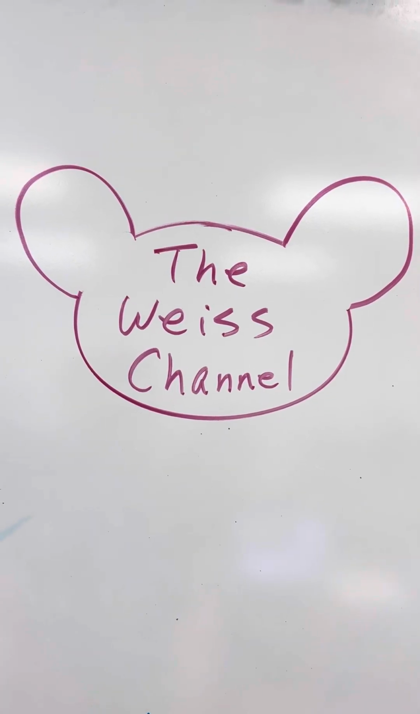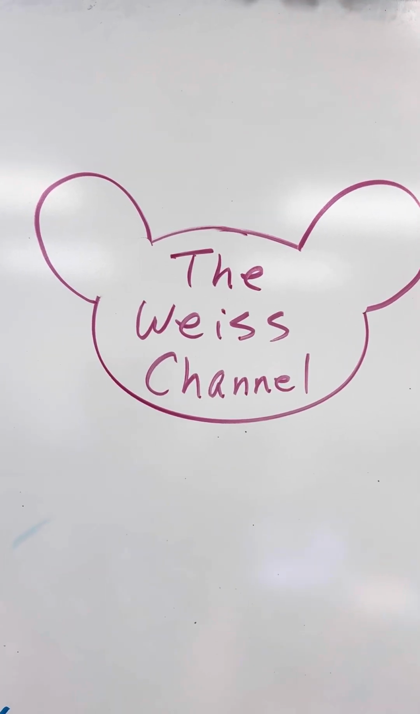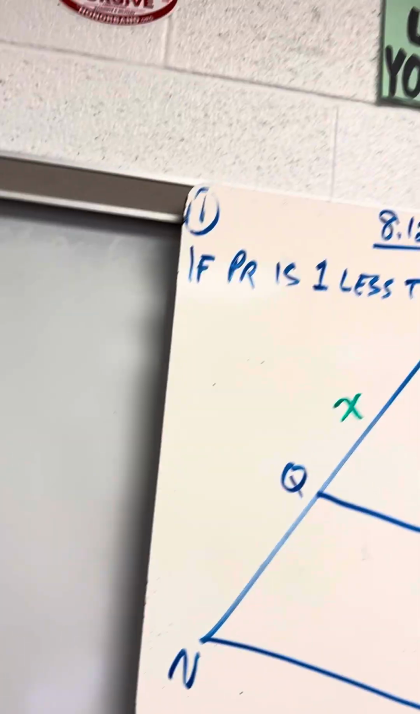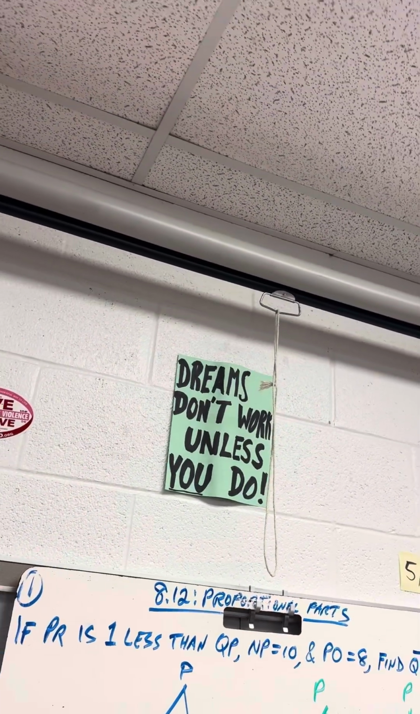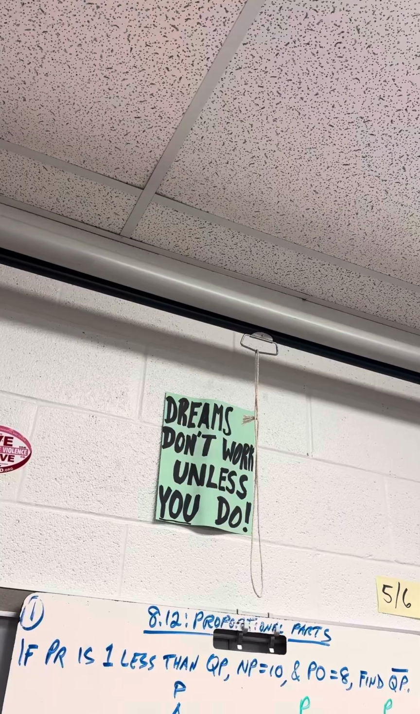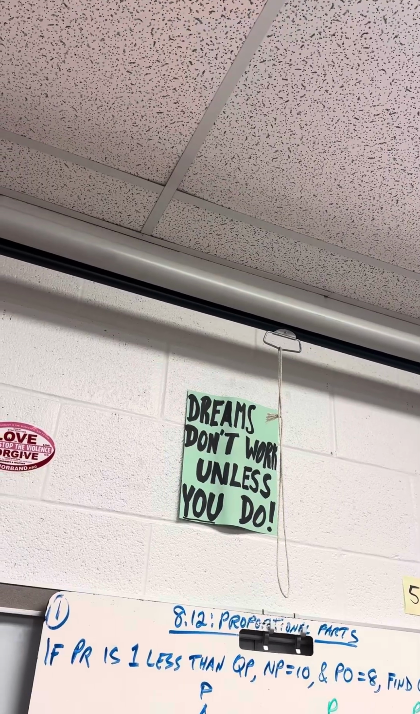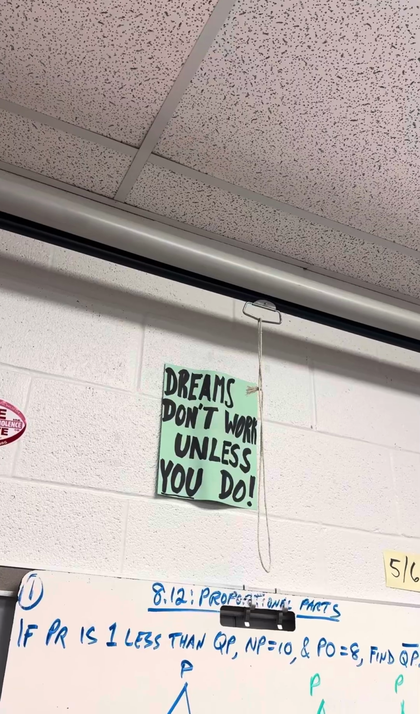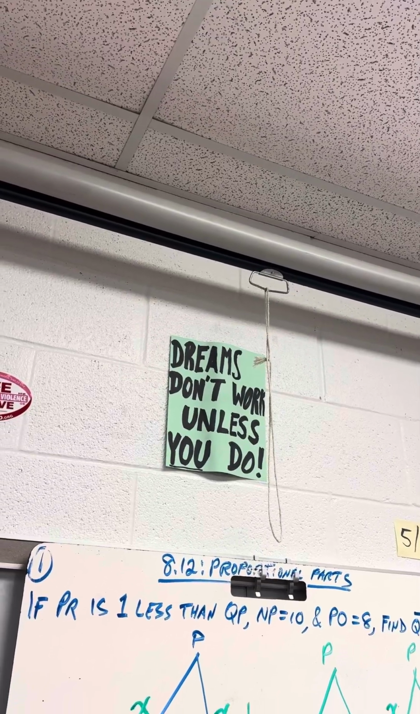Today, we're talking about proportional parts. For example, if PR is 1 less than QP, NP equals 10 and PO equals 8, find QP.